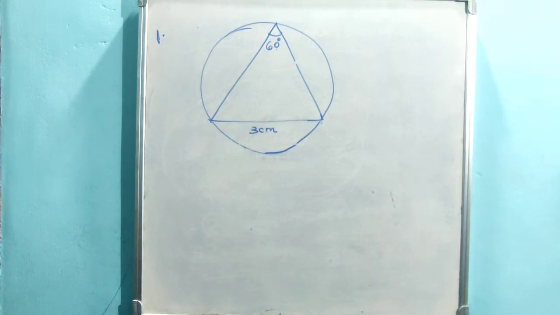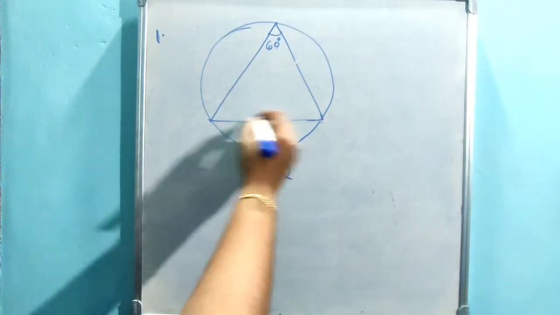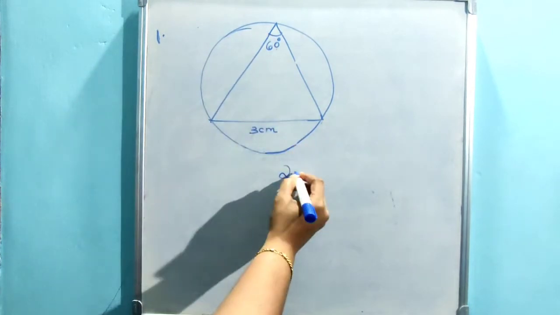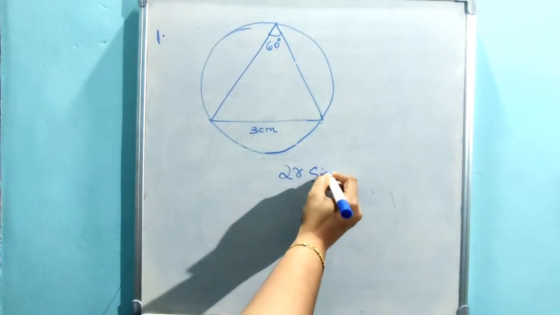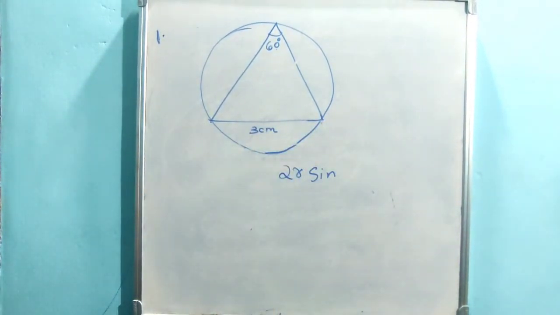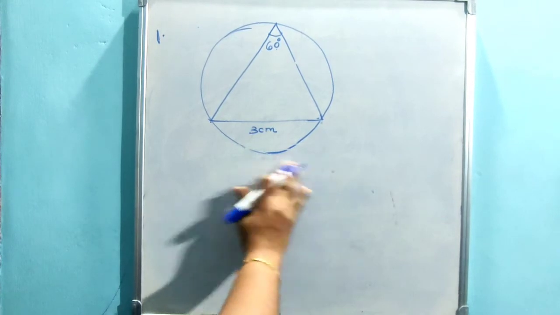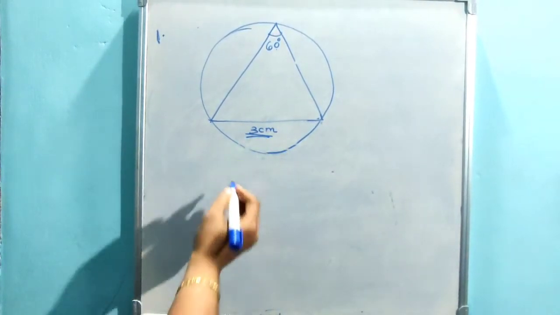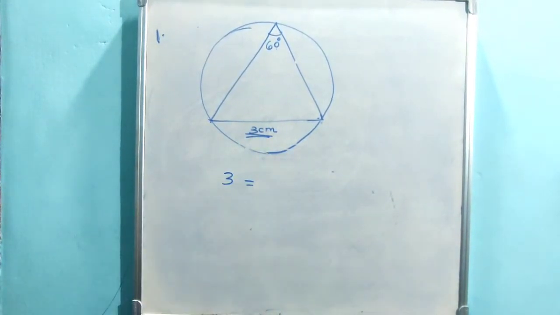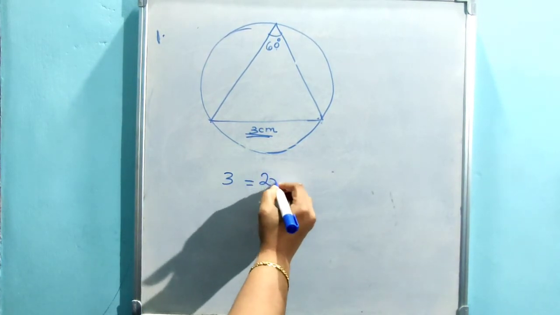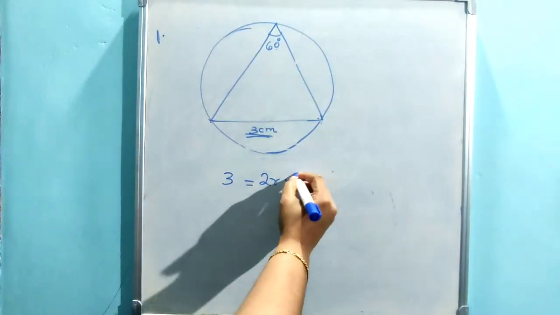So we need the relation. What is the relation? Every side of the triangle is 2r times the sine of its opposite angle. That means the length of this chord, 3 centimeter, is 2r into sine of its opposite angle.